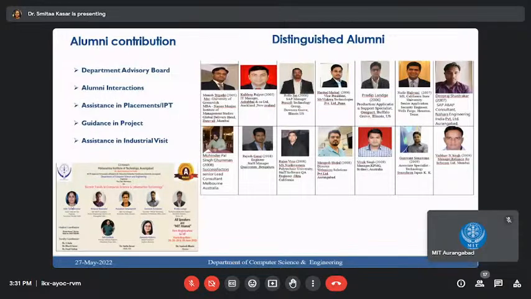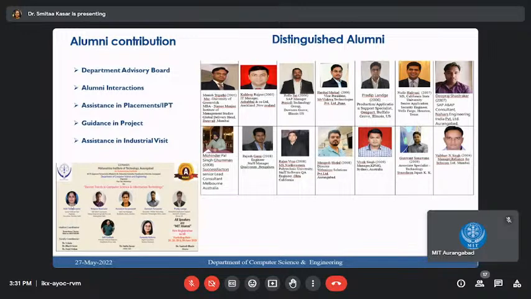Many of our distinguished alumni, as we started in 2001, are in very good positions throughout the world, not only in India. Our alumni are a part of our department advisory board. Our alumni are a part of our syllabus committee. Whatever syllabus we design, we get guidance from alumni and industry people on what type of syllabus should be there, so that it helps the students to be at par with what is going on in the market.